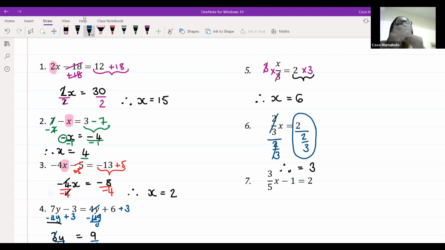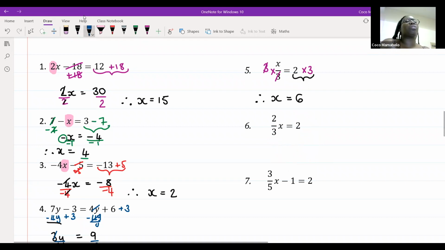Okay, actually, let's do something a little bit different. I want you to go with me here. Trust me on this one. Do you agree with me that this number over here is divided by 3? Yes, ma'am. So if I wanted to get rid of the divide by 3, what would I do?